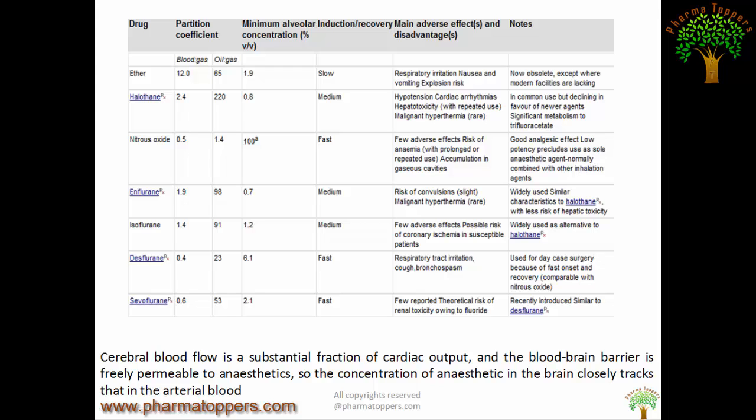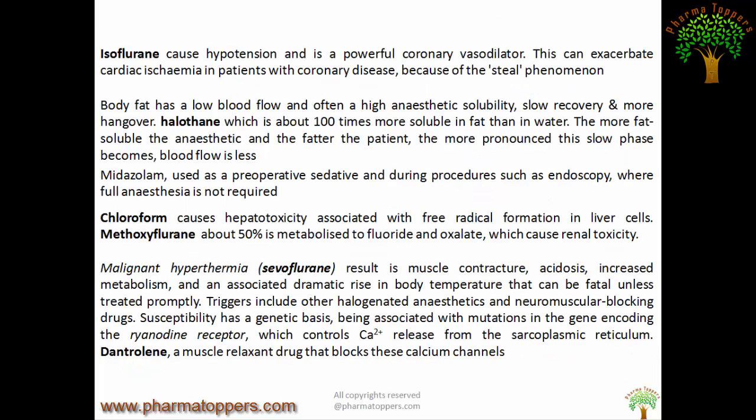Cerebral blood flow is a substantial fraction of the cardiac output, and the blood-brain barrier is freely permeable to the anesthetics. So the concentration of the anesthetic in the brain closely tracks that in the arterial blood. The lower the solubility of the anesthetic in the blood, the faster the equilibration and the faster the recovery. This is because less drug has to be absorbed by the lungs in order to achieve a given partial pressure in the blood. Thus a single lungful of air containing a low solubility agent will bring the partial pressure of the blood closer to that of the inspired air.